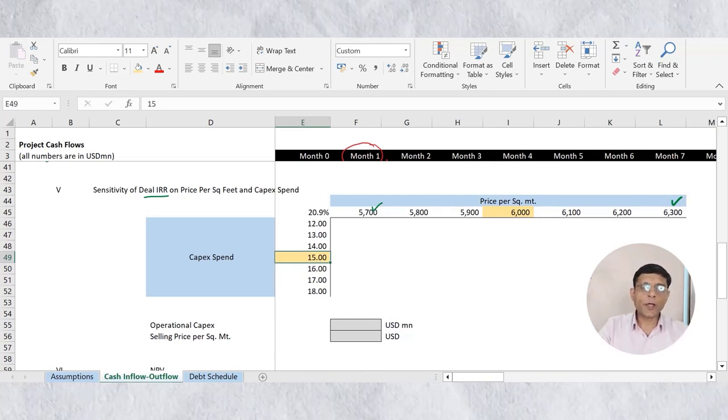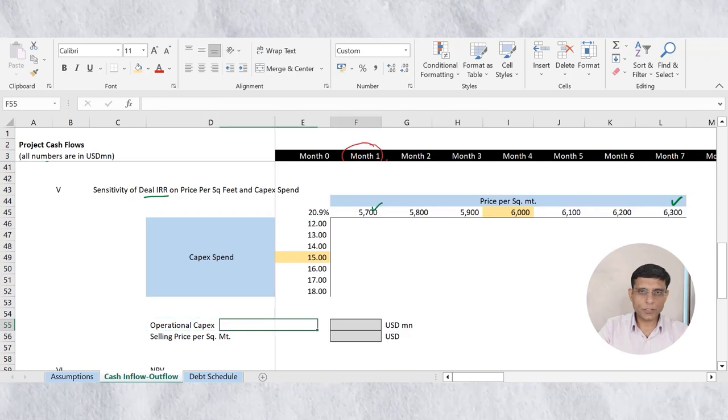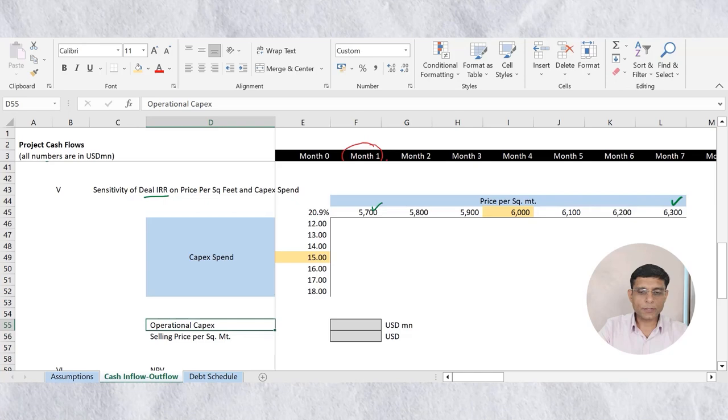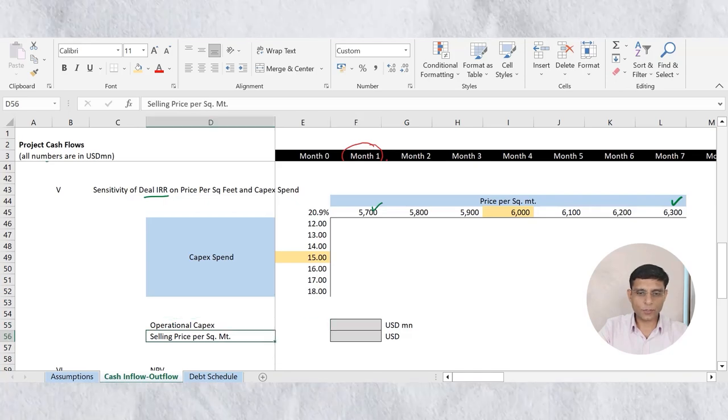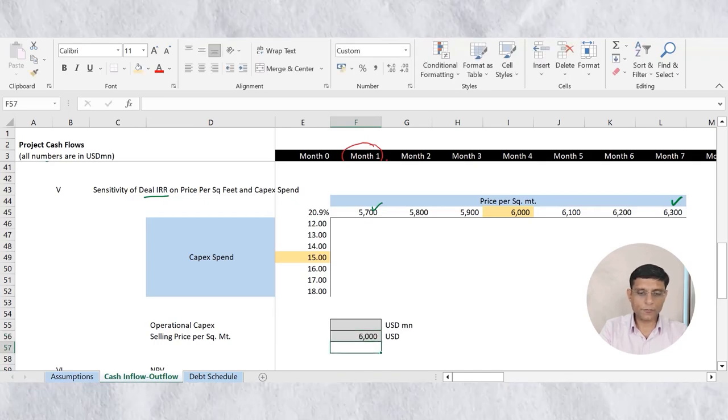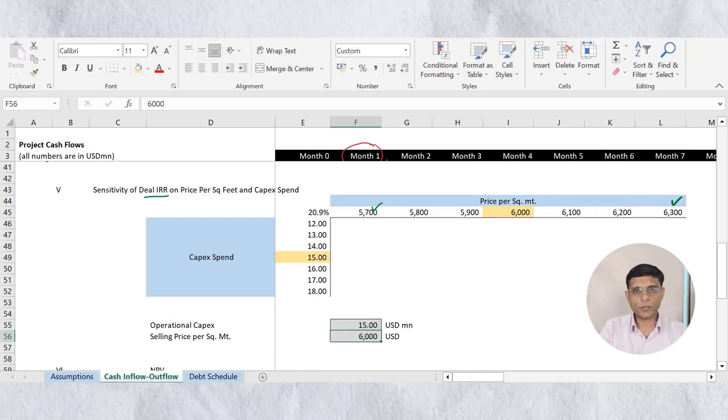Okay, so what I'll do, I'll re-put these assumptions here. I've created these two cells here, you can see at the bottom, operational capex and selling price per square meter. I'll put these assumptions here. 6,000 is my selling price and $15 million is my operational capex.